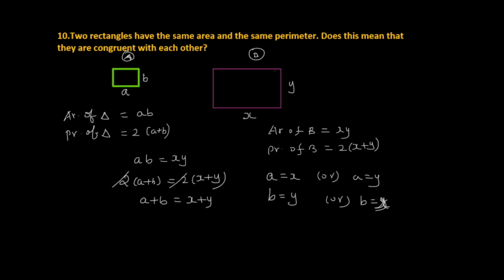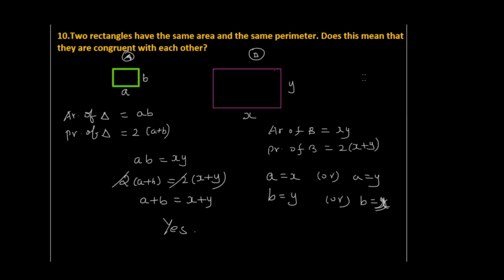So the two rectangles are congruent to each other. Yes, the two rectangles are congruent to each other since product and sum of two numbers are same. So area and perimeter also same.